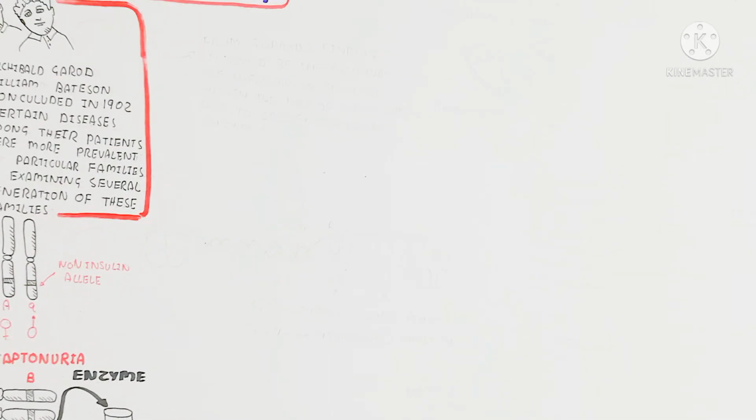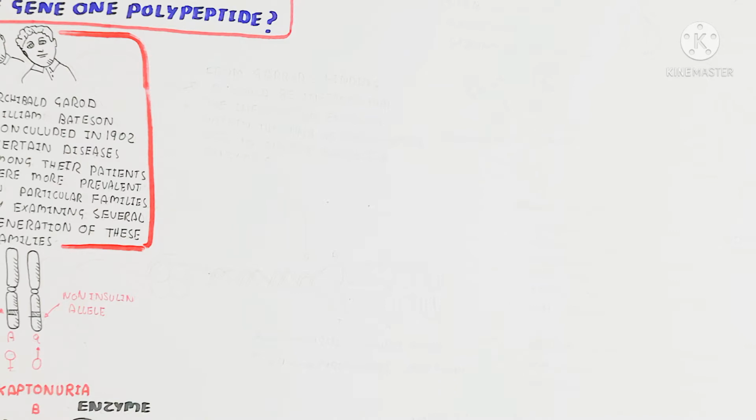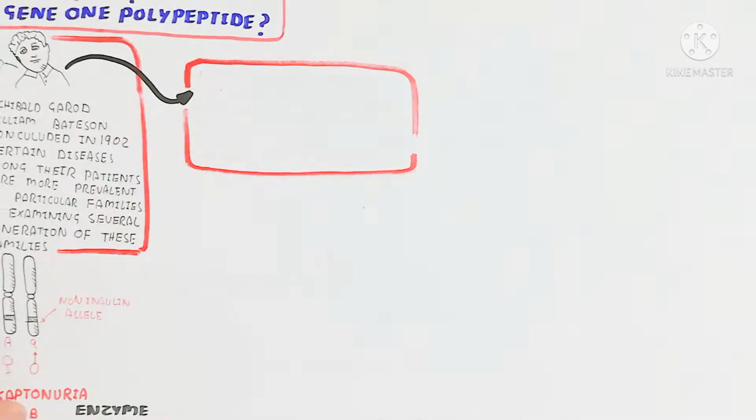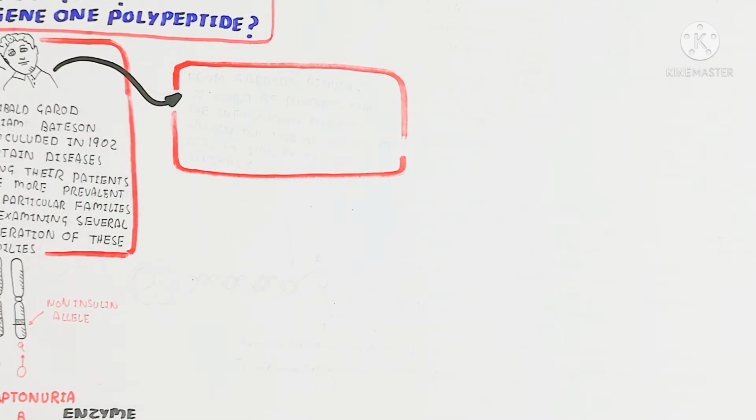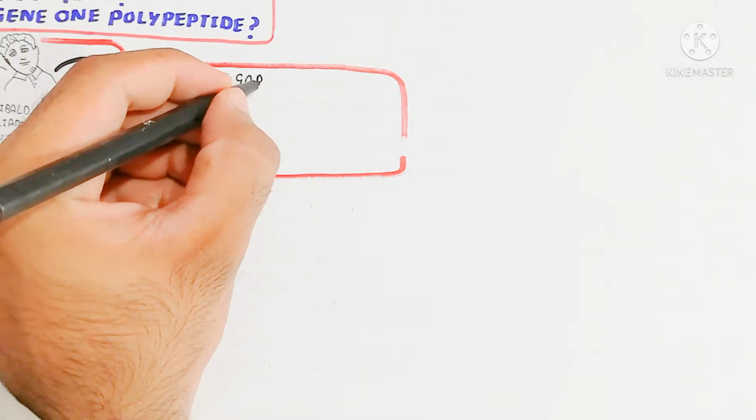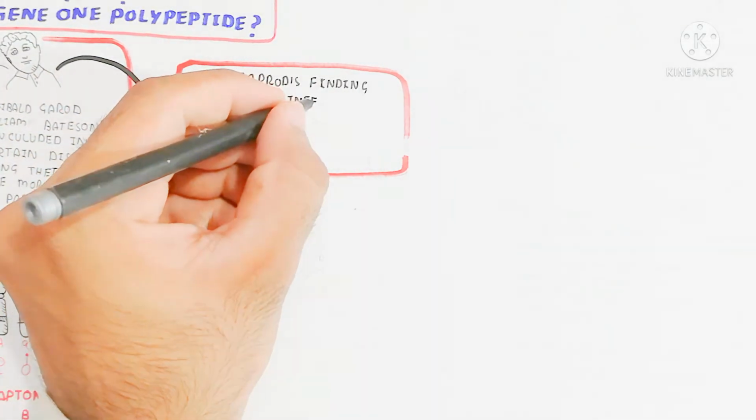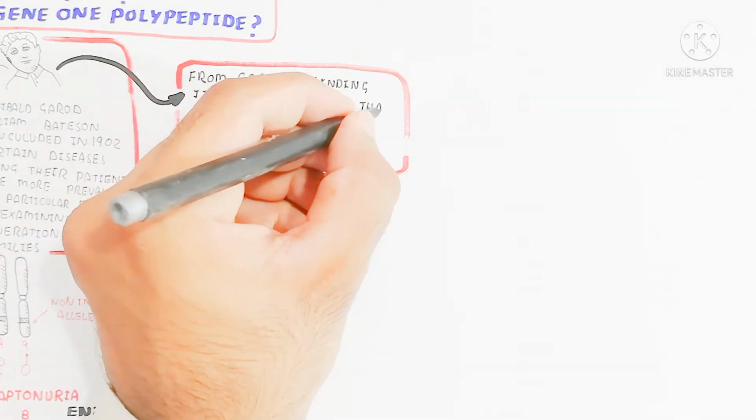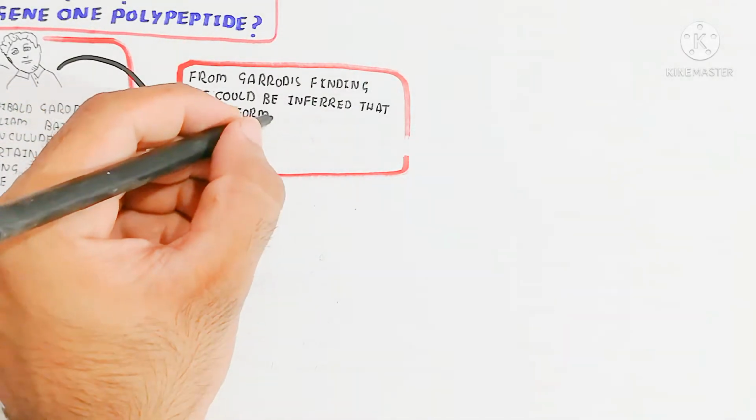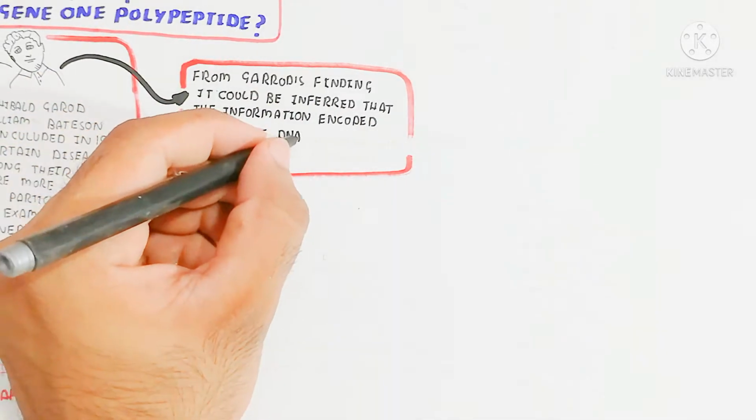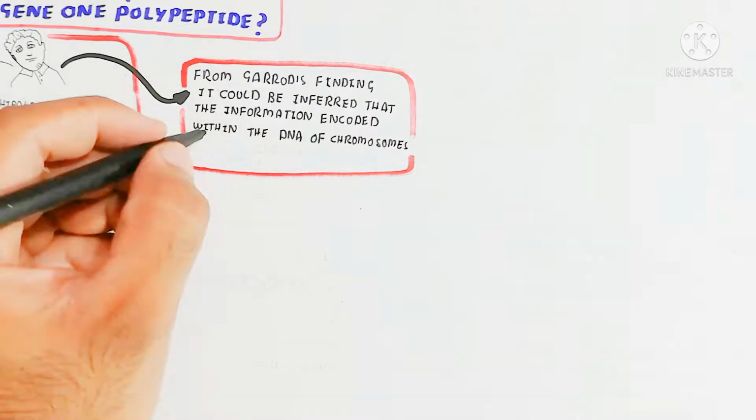From Garrod's findings, it could be inferred that the information encoded within the DNA of the chromosome acts to specify a particular enzyme. So particular enzymes are present, according to Garrod. Here we will discuss what the enzyme is, what the polypeptide is used for, and we will understand one gene one polypeptide. So let's begin.